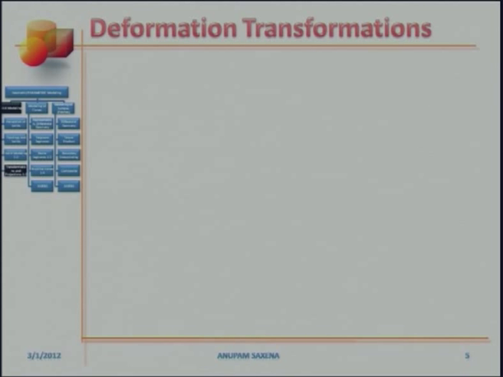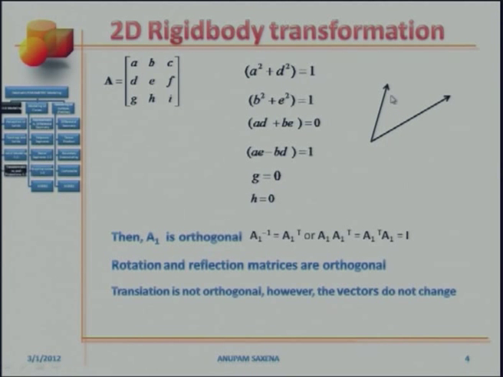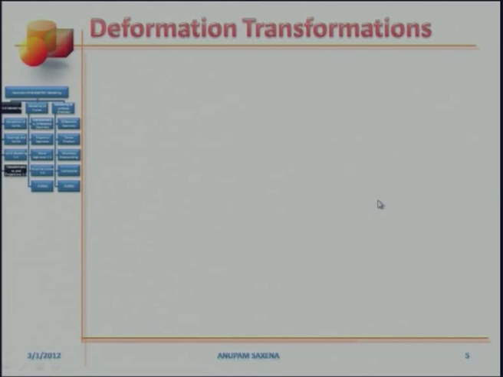Now let's discuss deformation transformations. These are the transformations that, if applied to solids, will deform solids. Going back, the vectors will no longer have the same magnitude, and also the internal angles between the vectors would change if we apply deformation transformations. The first of these is a scaling transformation.